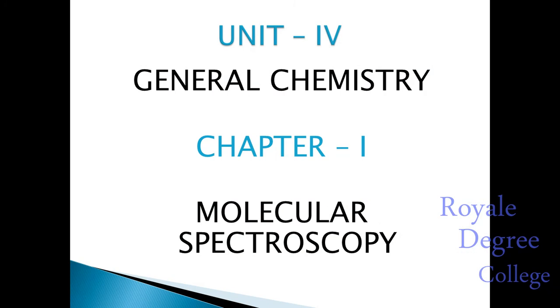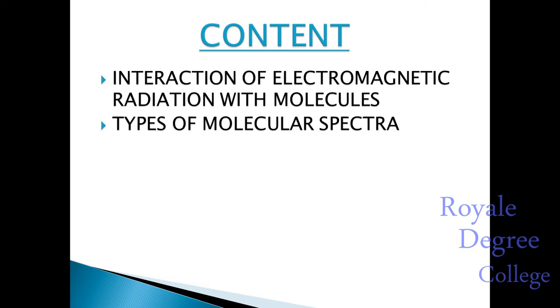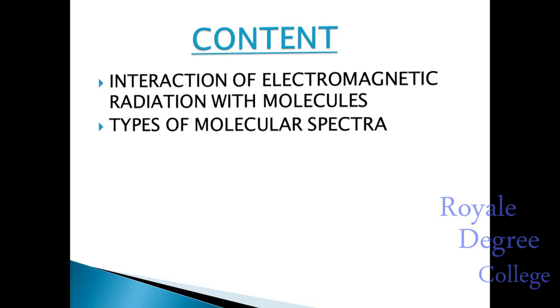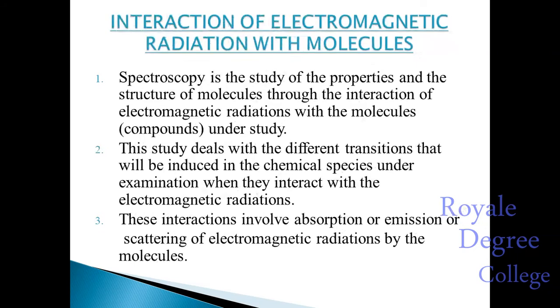Today we'll start Unit 4, General Chemistry. In that we'll see Chapter 1, Molecular Spectroscopy. In that we will study about interaction of electromagnetic radiation with molecules and types of molecular spectra. First of all, we'll see about interaction of electromagnetic radiation with molecules.